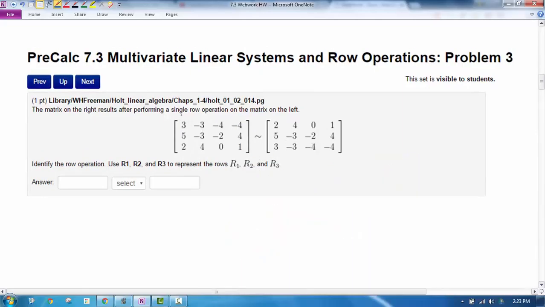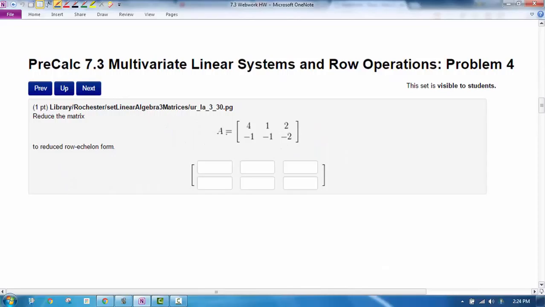Okay, the next problem wants to do the same thing. Identify a single row operation that gets from the matrix on the left to the matrix on the right. You'll notice that these rows are just switched over here. So all we need to do is take row 1 and switch it with row 3, and that's the double arrow. That's what that means. Switch row 1 and row 3.